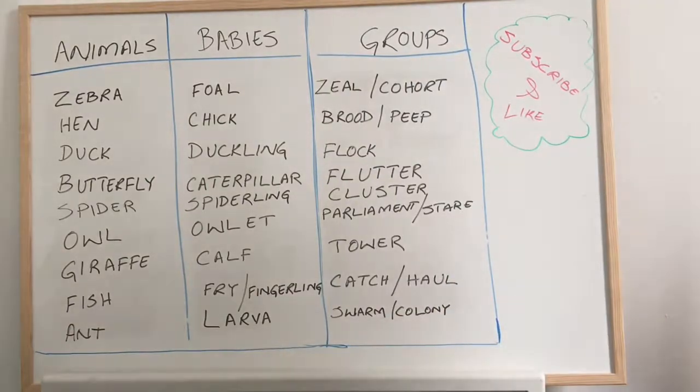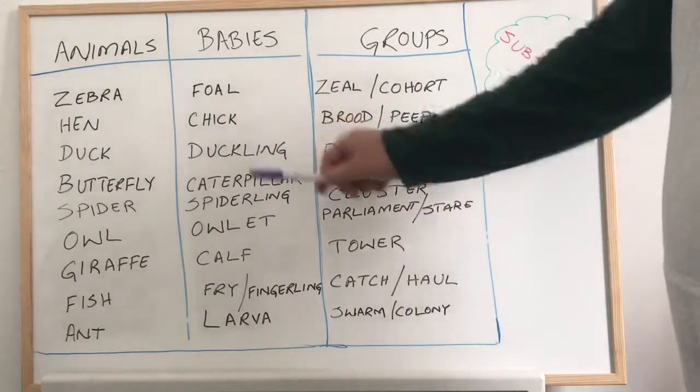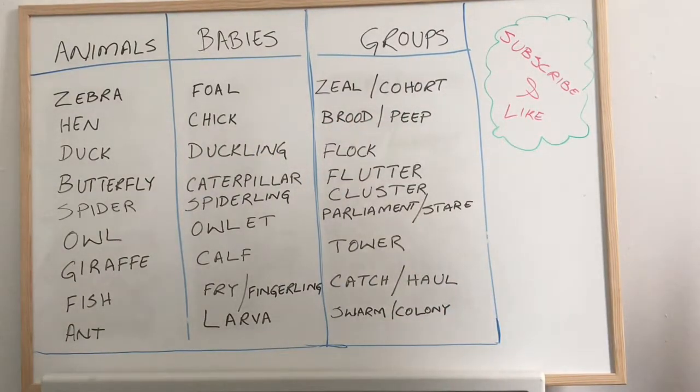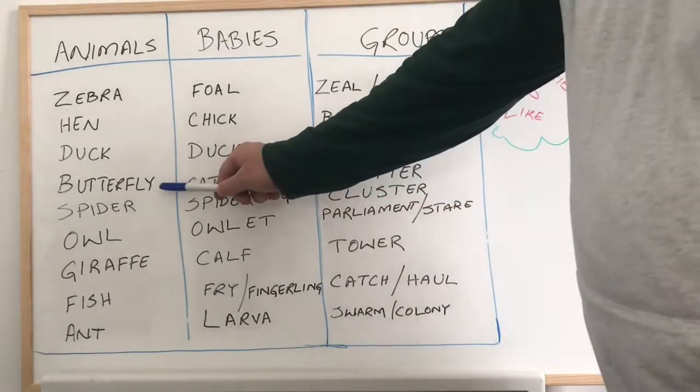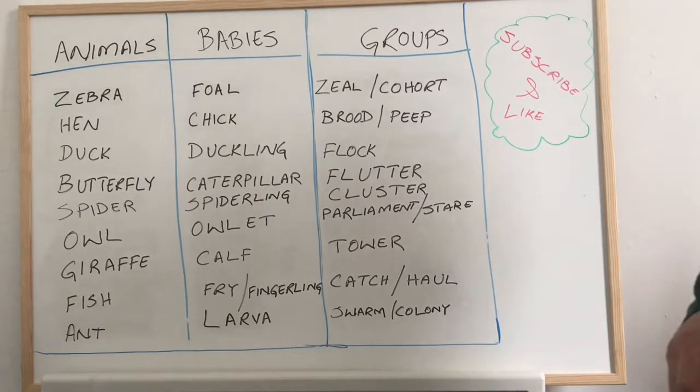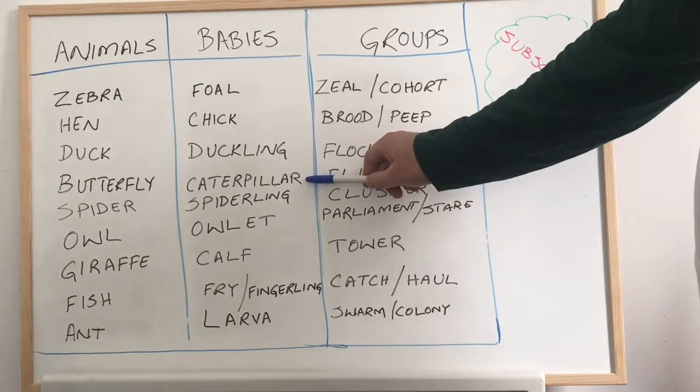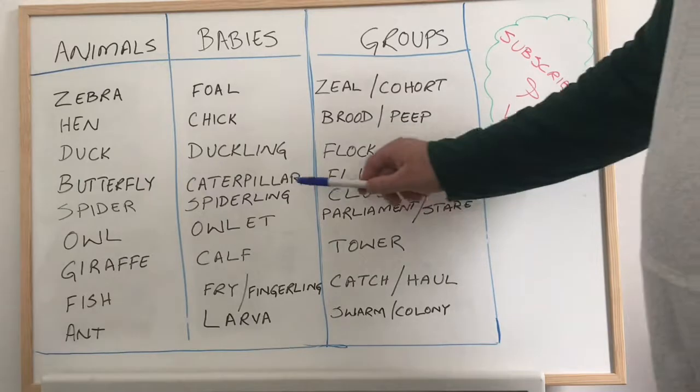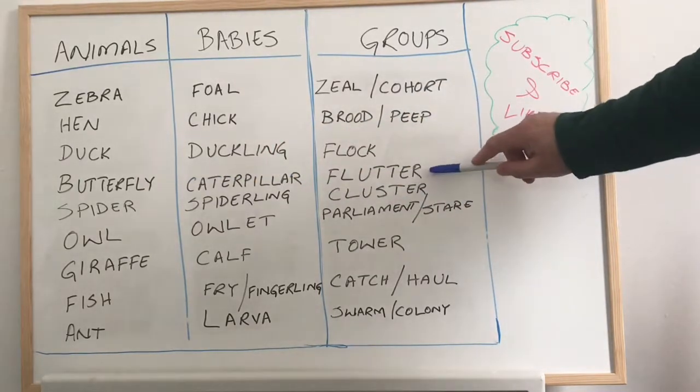Duck. A baby duck is called duckling, and a group of ducks is called flock. Butterfly. A baby butterfly is called caterpillar, and a group of butterflies is called flutter.